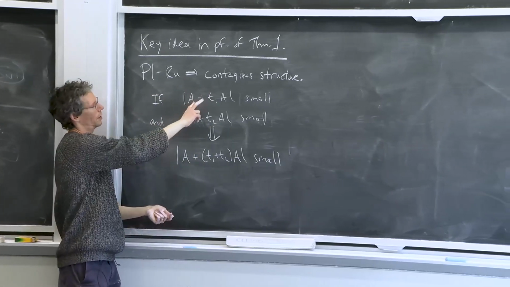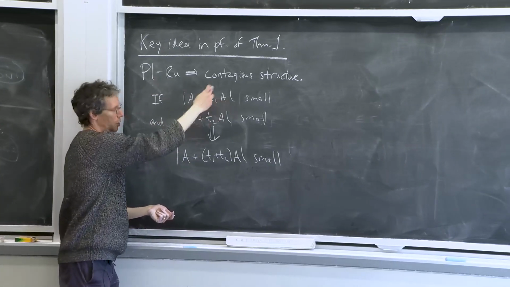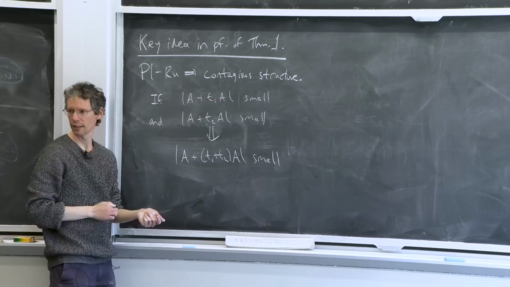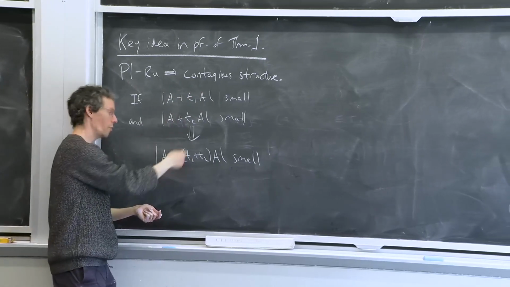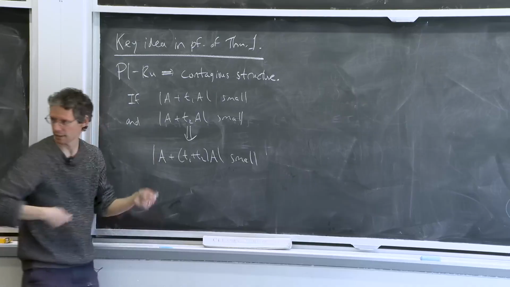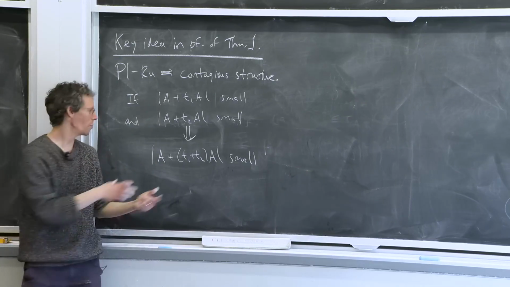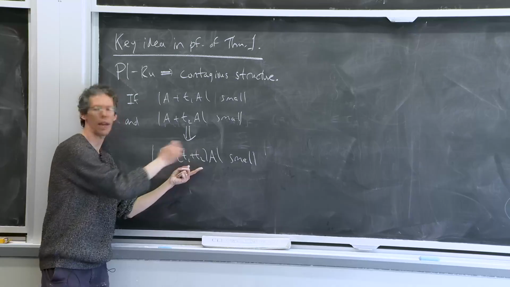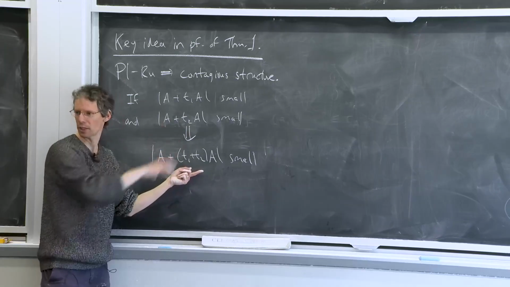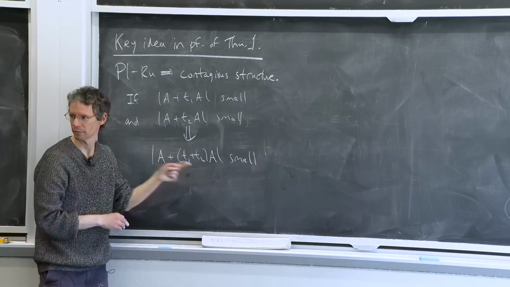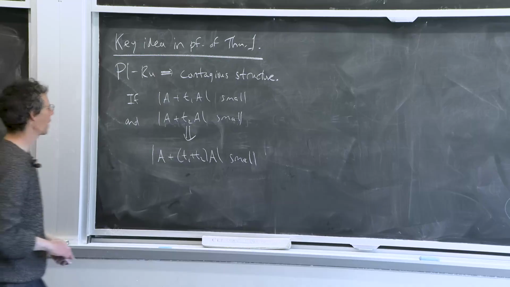If A plus tA is small for a bunch of t and d, then it would have to be small for an even bigger set of d by adding d, or by multiplying d, or by taking negatives. And then there would be a huge set of t's where A plus tA was small. And then that contradicts basic double counting. That was the proof. OK.